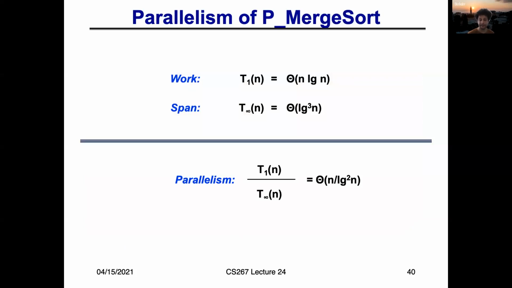And then the parallelism means n over log square n. It's identical, surprisingly, simply because the work is increased by log n, the span increased by log n, the parallelism is identical to the parallelism of merge. So we basically are done with shared memory parallelization aspects, and we're going to move on to distributed memory.